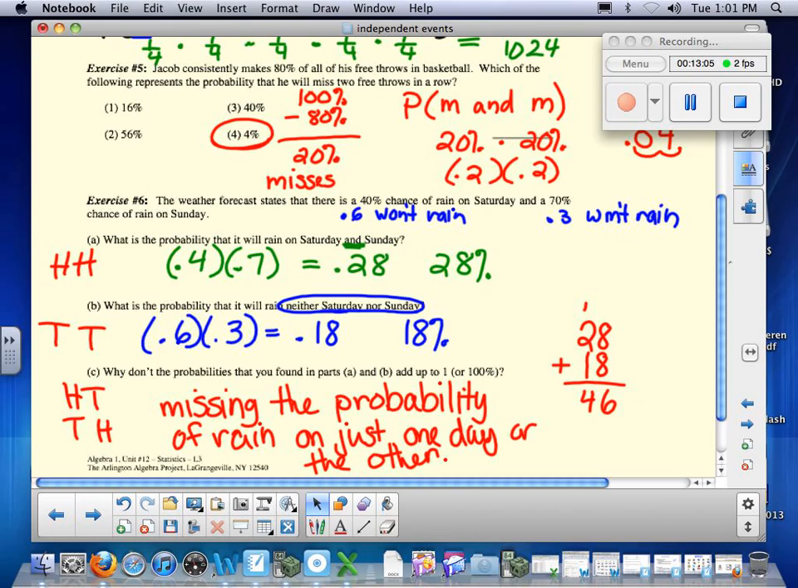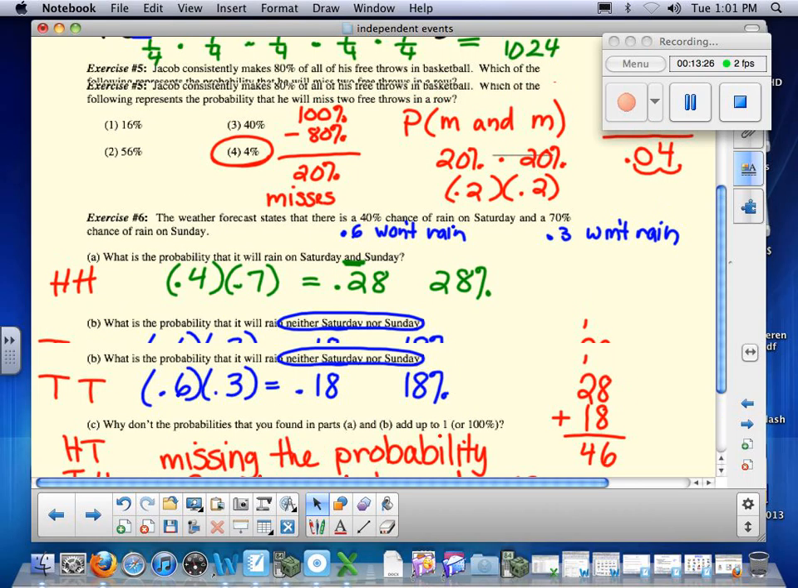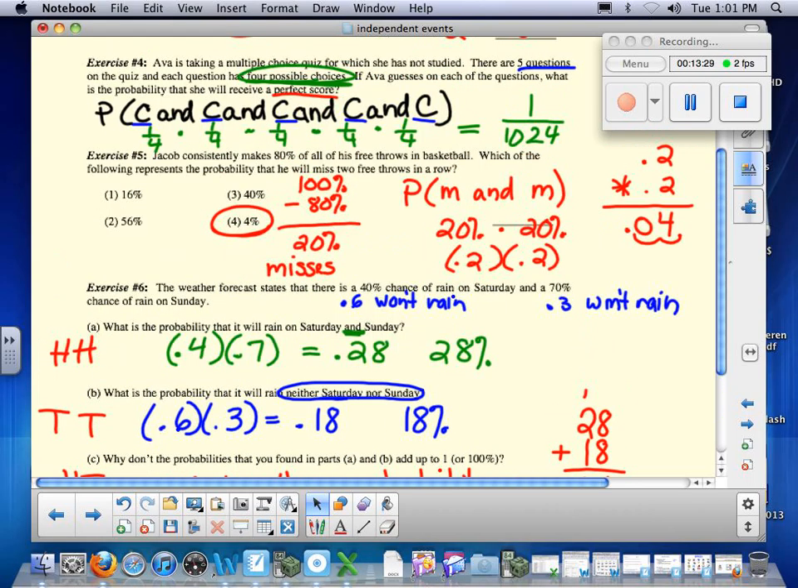So the big message is look for the word and, or figure out what the and situation is, and then you're just multiplying those probabilities. I would guess that you may want your calculator for this homework, because some of the multiplying might get kind of big, like this one up here, 1024 denominator. Okay?